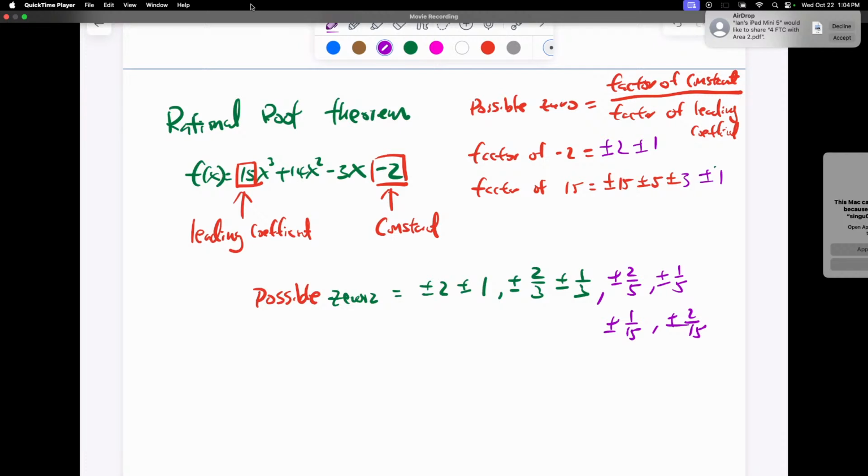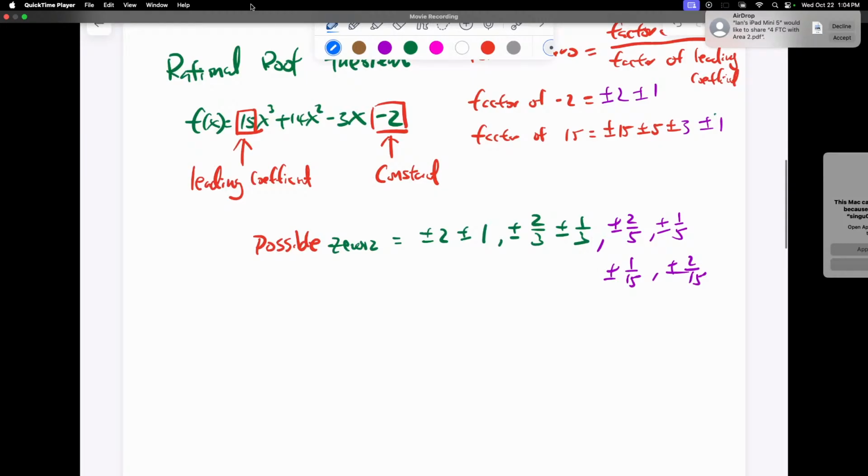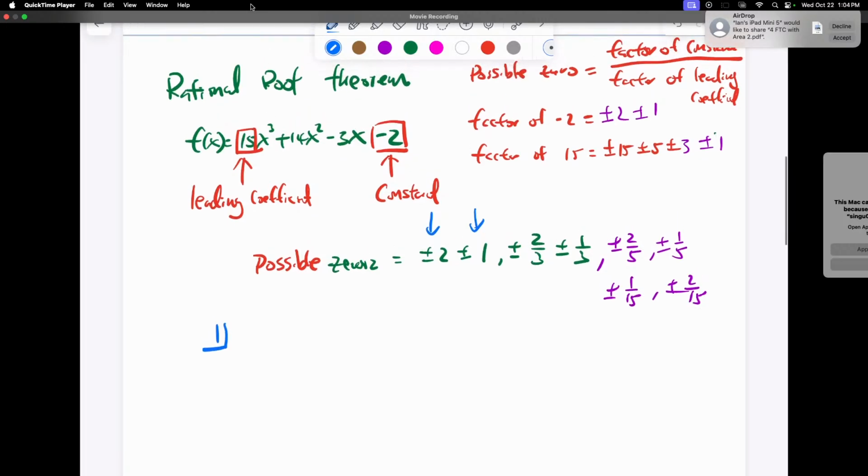So always start with the easiest one. Usually you're going to get it within the first 4 tries, depending on how lucky you are. You should have it in the first 4 tries. So I would do this one or this one. Which one's easier? 1. I'm going to do 1 first, and then I'm going to do 15.